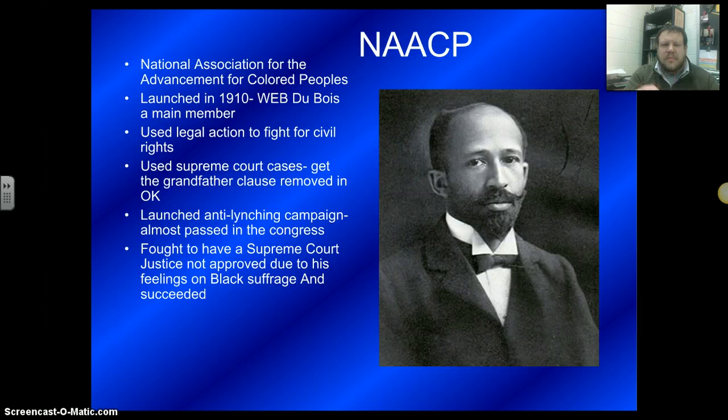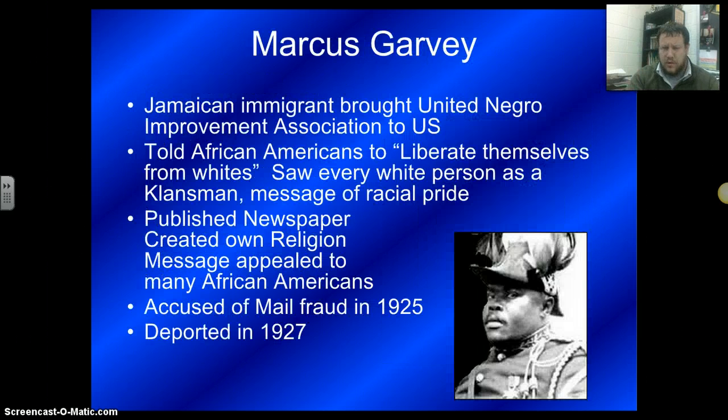He used a lot of different things, including legal action. He was a lawyer trained at Harvard. He used Supreme Court cases to get things overturned, like the grandfather clause in Oklahoma. He got rid of that. He ran anti-lynching campaigns through Congress and the press. They even got a Supreme Court nominee not approved because of their opinions on Black suffrage. So really, legally, the NAACP pushed for equality.